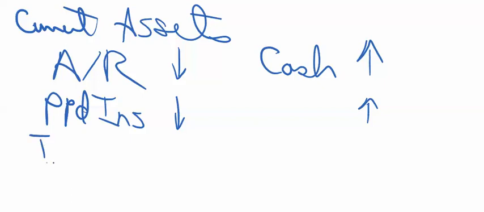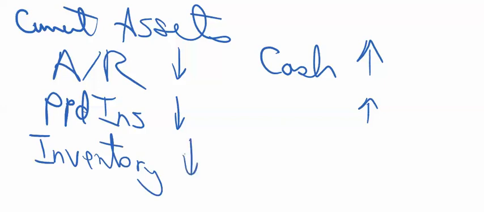If I have inventory, that might even be a better example. If I'm decreasing my inventory, what's happening in my cash? That means I just sold some inventory, so it's going to increase my cash. So it doesn't matter, any current asset that is decreasing will have a positive or increasing effect on cash.